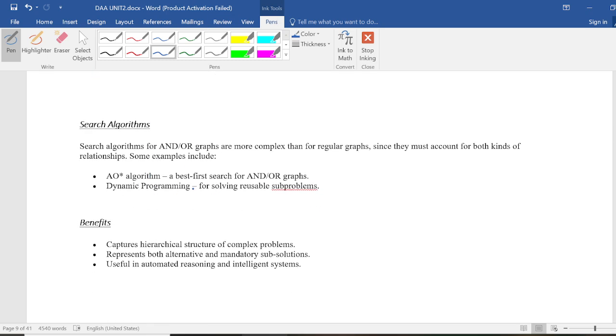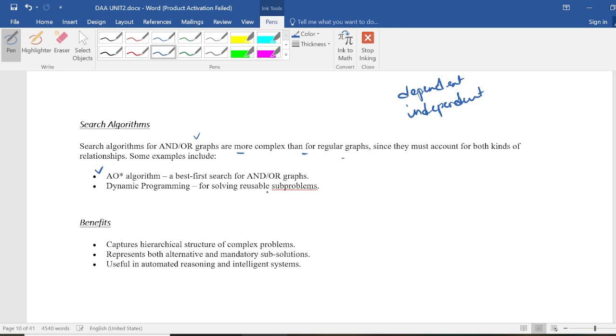Search algorithms for and or graphs are more complex than for regular graphs, since they must account for both kinds of relations, that is, dependent and independent relationships. The AO star algorithm, a best first search for and or graphs, is the best search algorithm for these kinds of graphs.